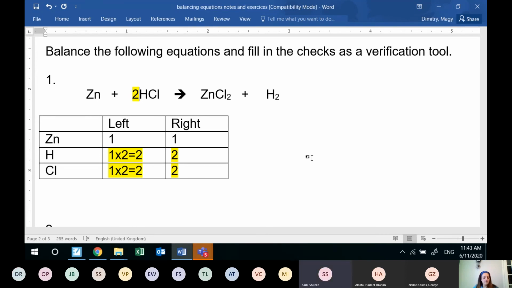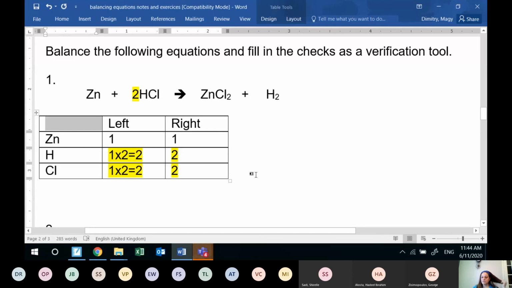Do we need to put the times 2 every single time? No, I'm really doing baby steps here with you guys. Eventually, when you get the hang of this, a lot of you won't even use the verification box. But just as a starter, just to get an idea of what's happening, I have the verification tool. When I do them now, I don't use it. I just do it directly. I know that 1 times 2 is 2, but I'm just doing baby steps here with you.